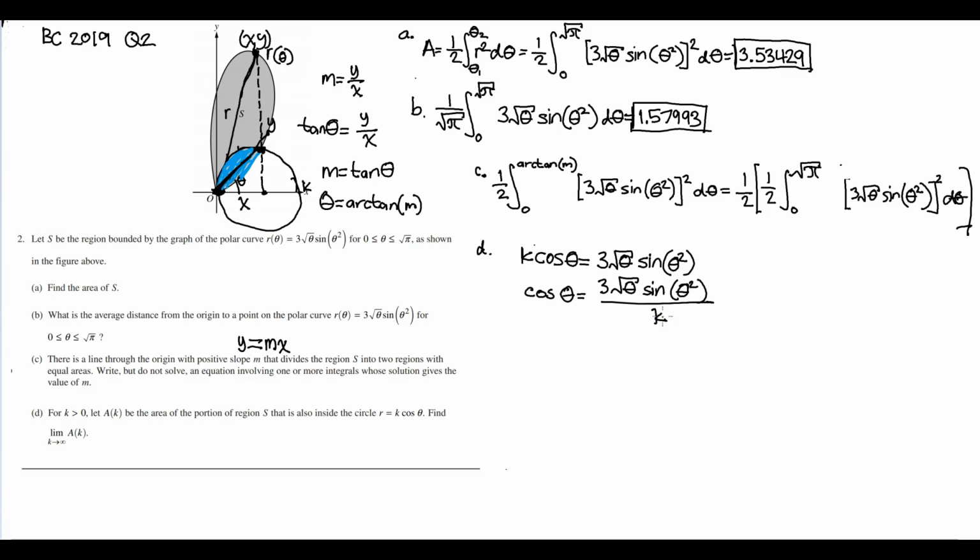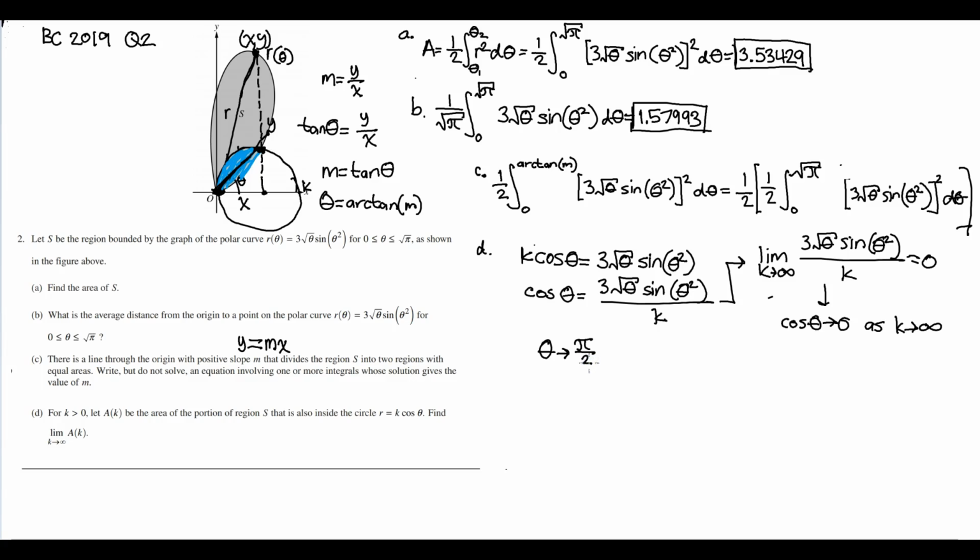So if I were to take the limit as k approaches infinity of this, because k is growing infinitely large, we can find the limit of the intersection angle. As k approaches infinity, this equals 0, regardless of what theta is. So we're basically left with cosine of theta approaches 0 as k approaches infinity. And that gets you theta approaches pi over 2 as k approaches infinity.